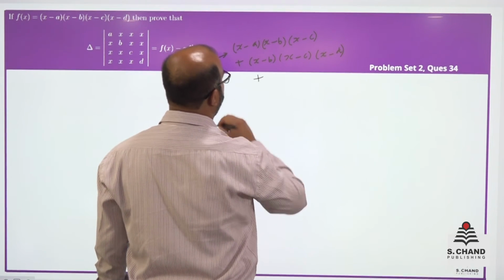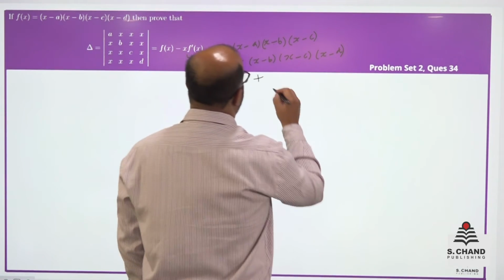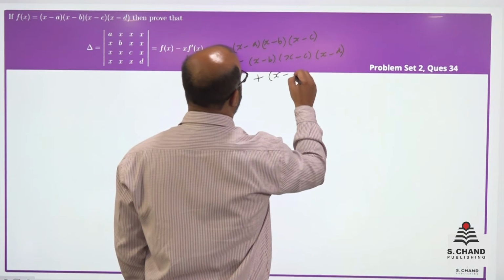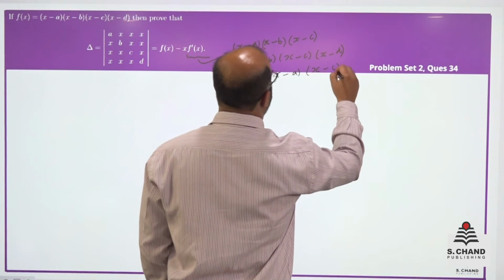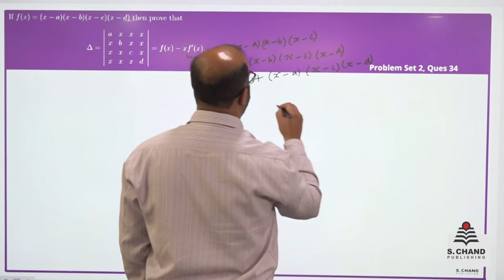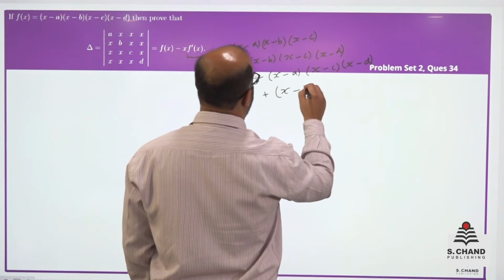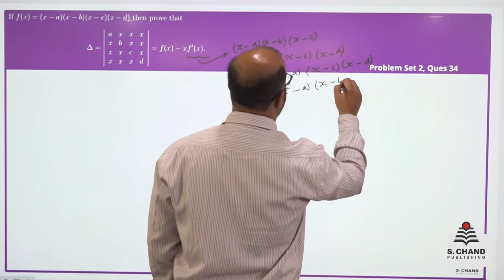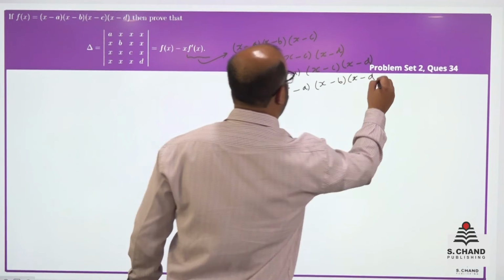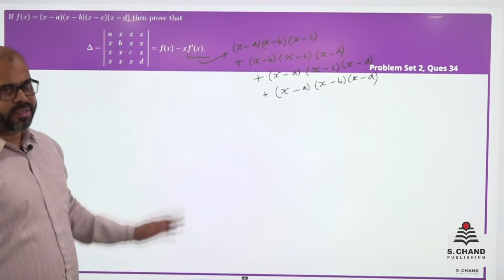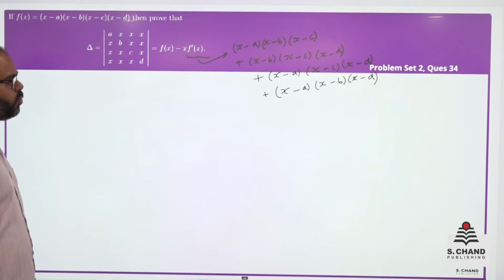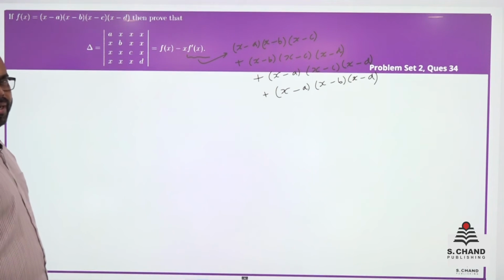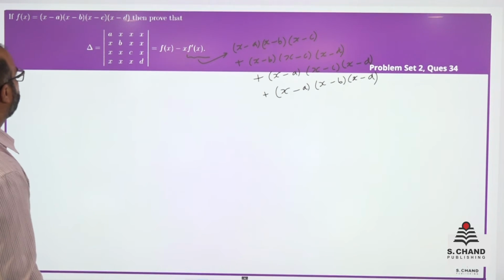Next we don't have b, we have x minus a, x minus c, x minus d. Lastly we don't have x minus c, x minus a, x minus b, x minus d. So this is what we mean by f dash of x here, by product rule of derivative of a multiple of various functions. 4 functions are there.